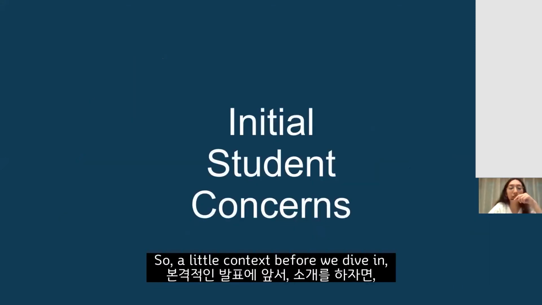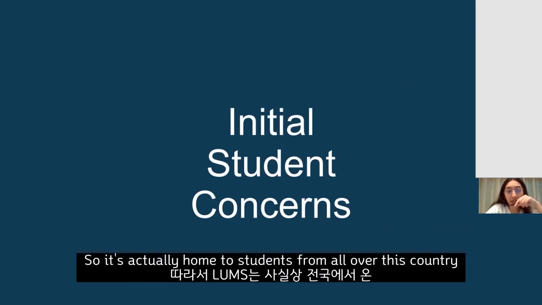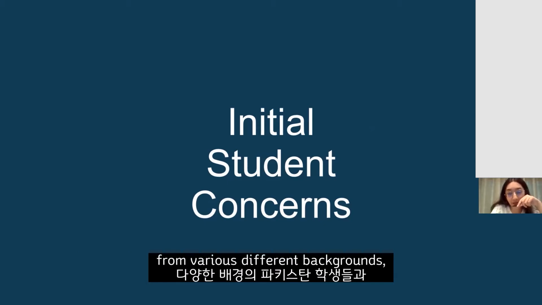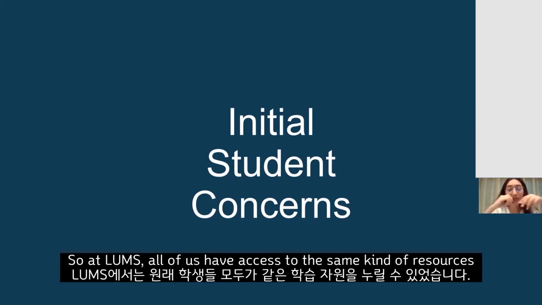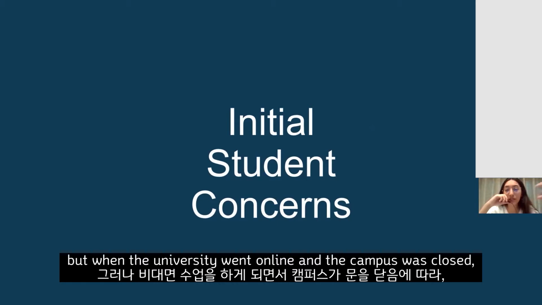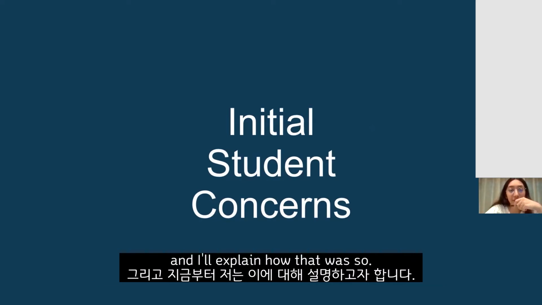So a little context before we dive in. LUMS is one of the highest ranked universities here in Pakistan. It's home to students from all over this country, from various different backgrounds, and we also have some international students here. So all of us have access to the same kind of resources. But when the university went online and the campus was closed, an imbalance occurred and our resources were no longer equal to each other. And I'll explain how that was so.